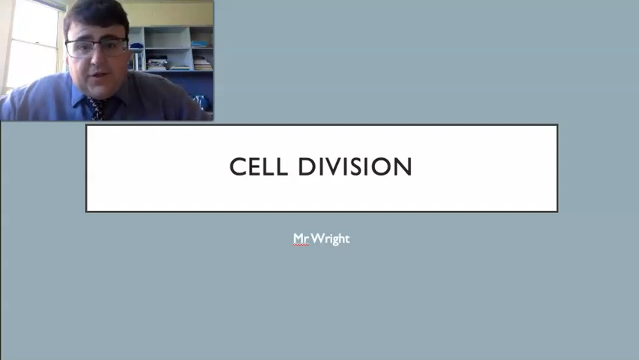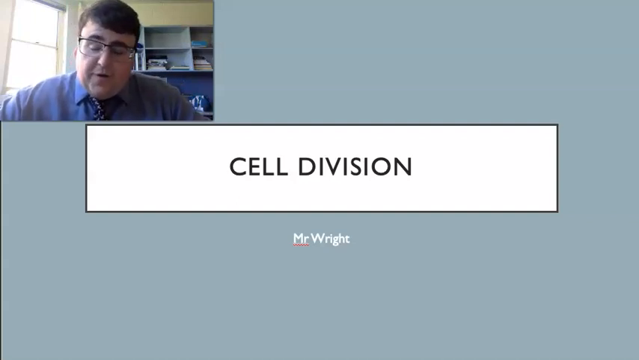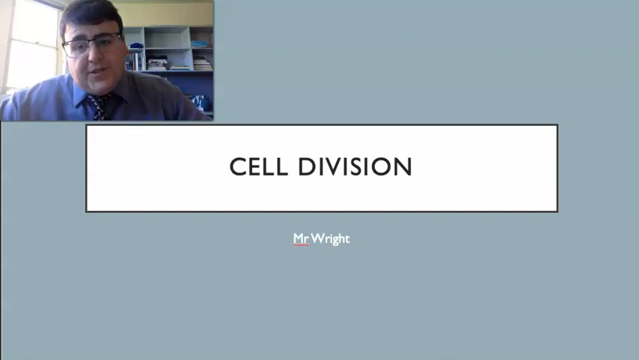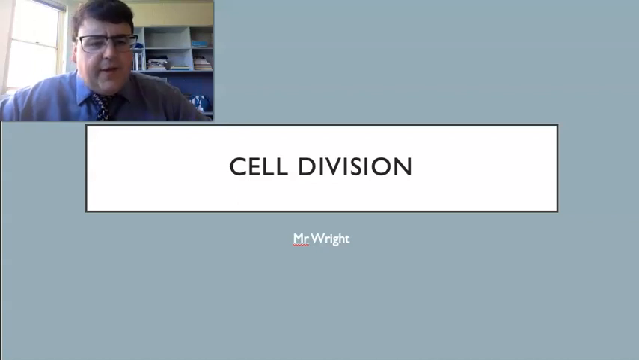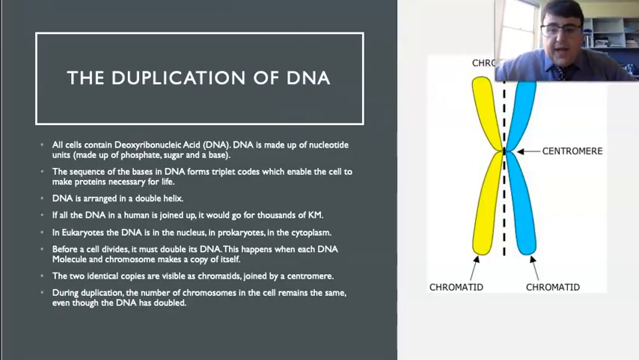Today we're going to be looking at cell division, which means we're going to be looking at binary fission as well as mitosis. In stage 1 we don't look at meiosis, that's the third type of cell division that we will look at in stage 2. So today we're just going to be looking at binary fission and mitosis. Before we start talking about that, we do have to talk about the duplication of DNA.